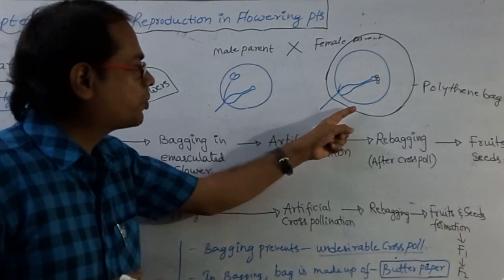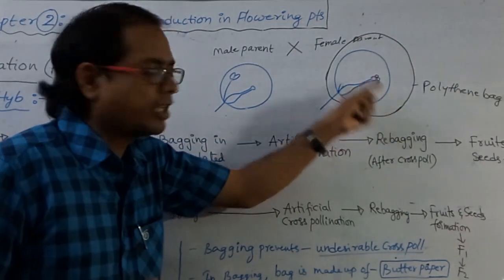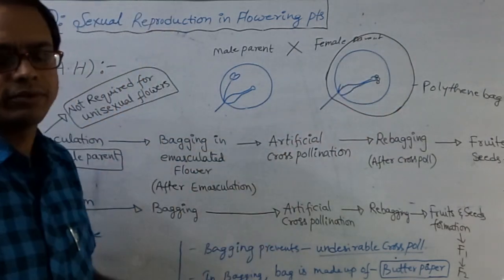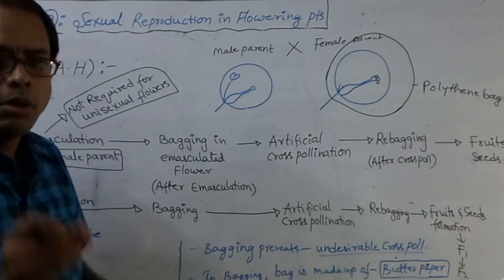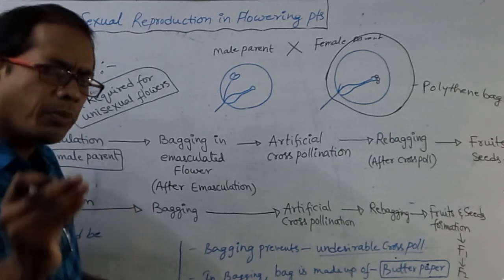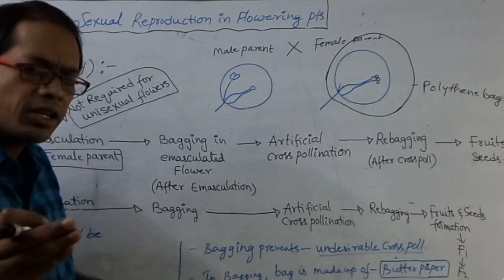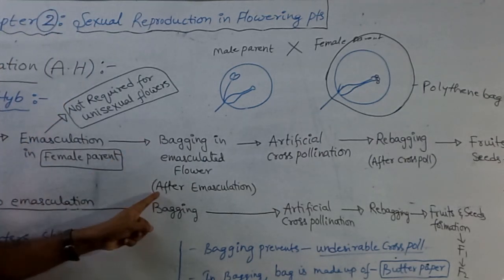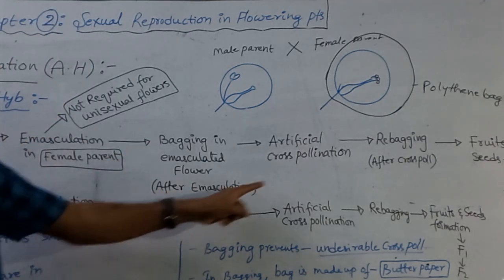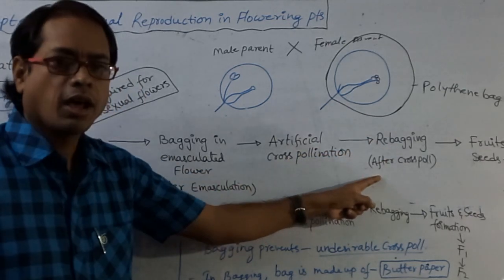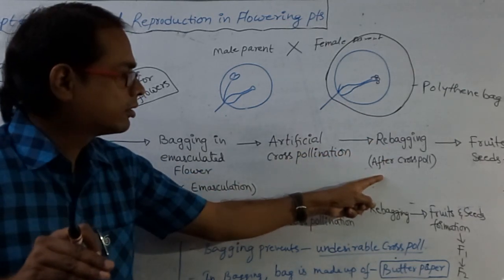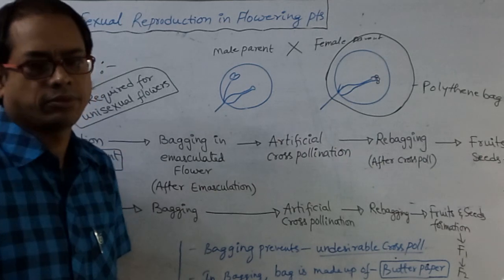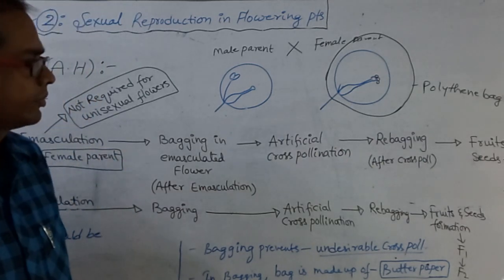After artificial cross pollination, we again do bagging. That's why it is called rebagging. When should bagging be done? Bagging should be done after emasculation. When should rebagging be done? Rebagging should be done after cross pollination. Those points you have to remember.